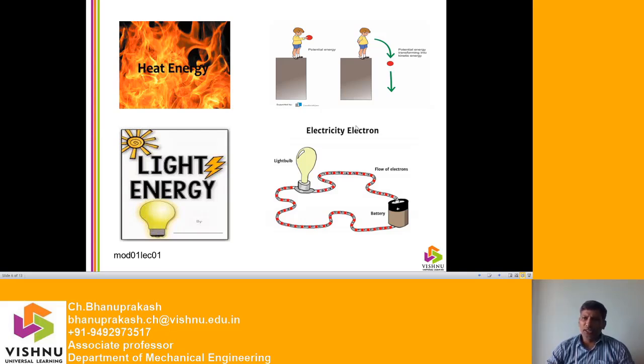Potential energy. Potential energy is energy caused by the position. See here, a particular boy holds the ball. So it has some potential energy. So it is based on position.